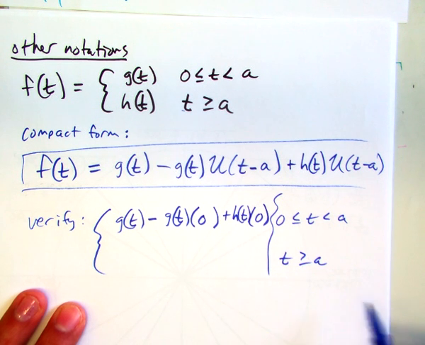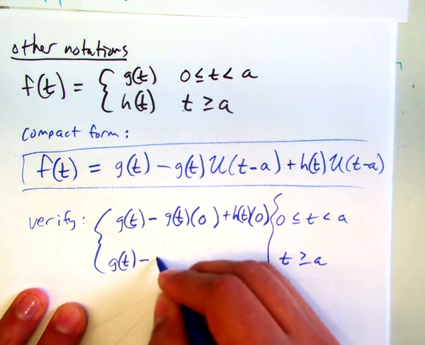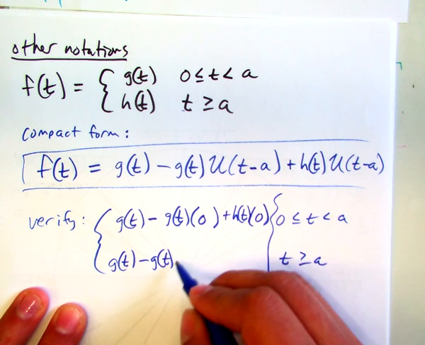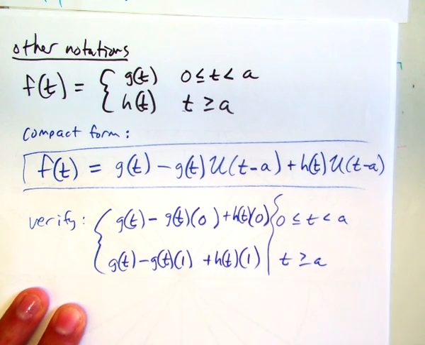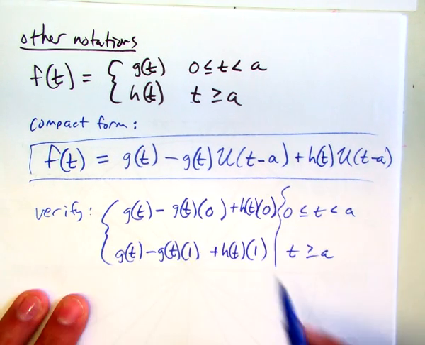And now if I look from a on towards infinity, we have g of t minus g of t, and then what's u? Starting at a, 1. And then we have h of t times 1 again. So now g of t cancels out, and we get just h of t, which is what we wanted. Okay? I got a question.